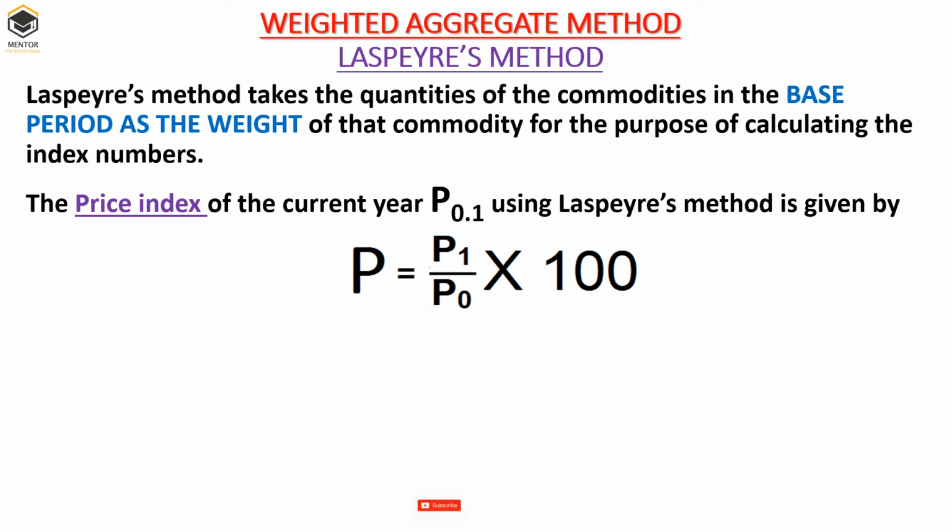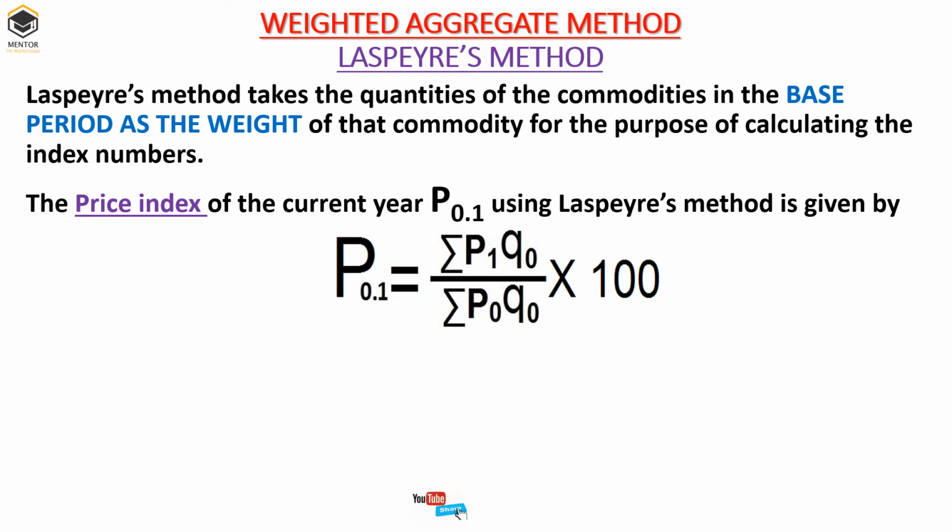If you remember, this formula is our price relative formula. Price relative P equals P1 by P0 into 100. To this formula, just add something. What are we adding? We are adding summation Q0 up and down, summation Q0 in the numerator and in the denominator. This is the additional thing we add to our price relative, so that this formula changes to the Laspeyres method.